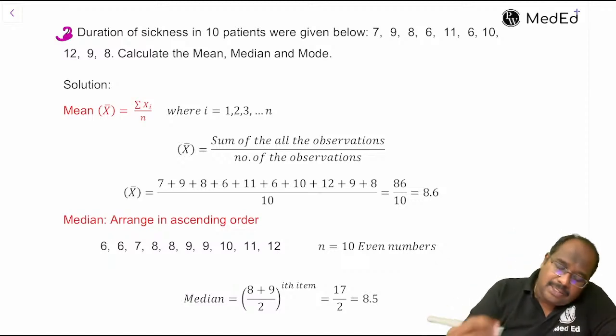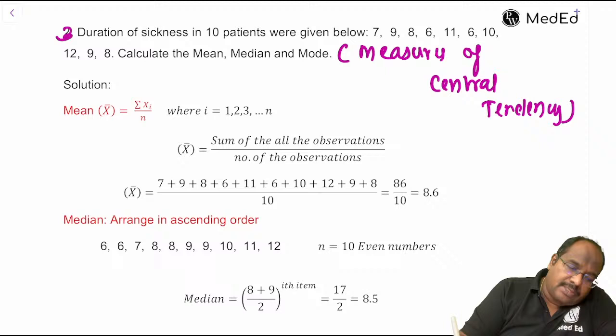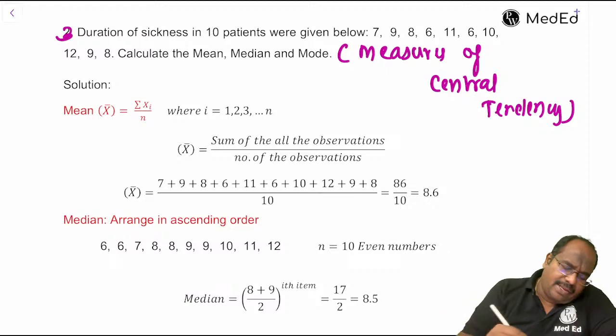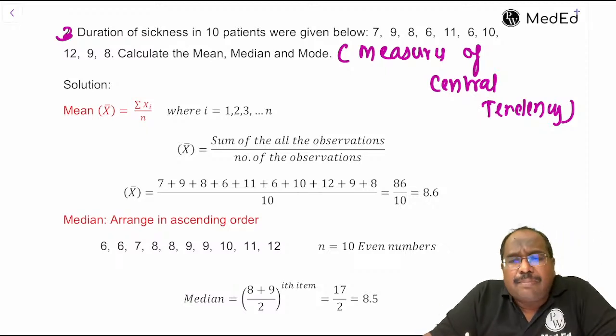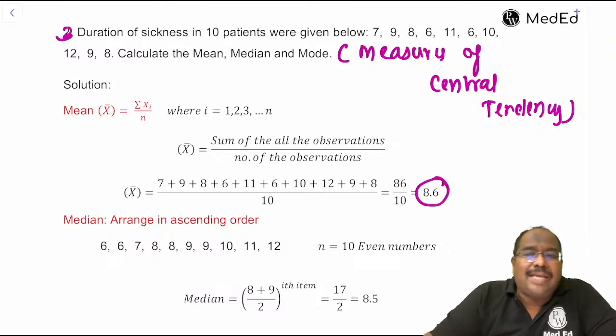Otherwise, they may use the term measures of central tendency. What is mean? This is very easy. Mean is the sum of all the observations divided by the total number. So you add all the numbers and divide by the total number. This is 8.6.